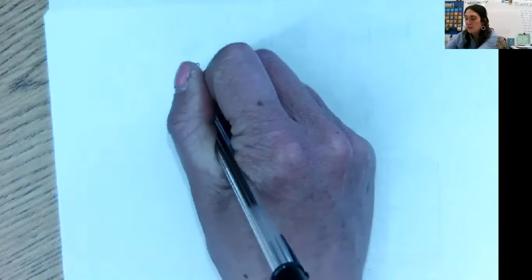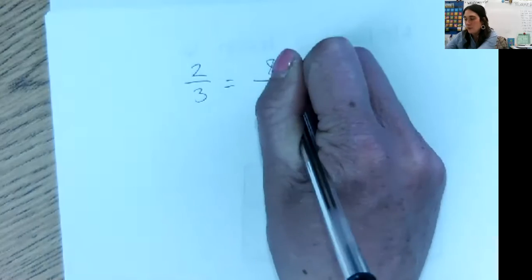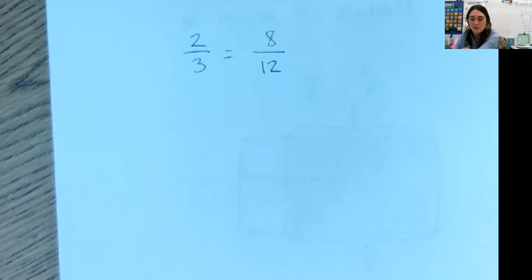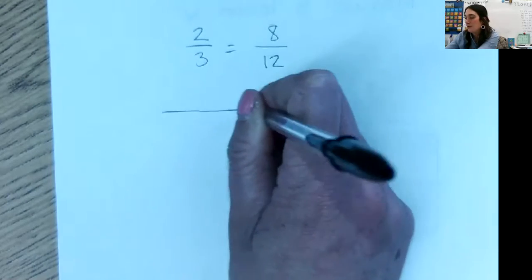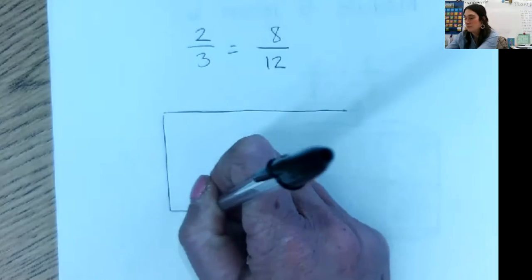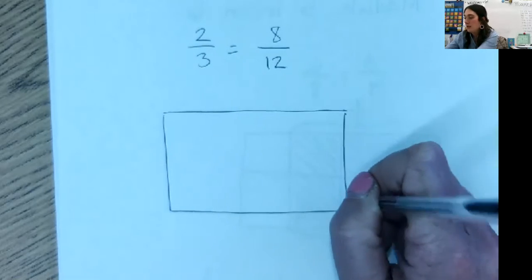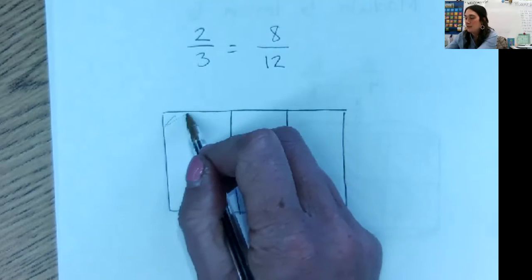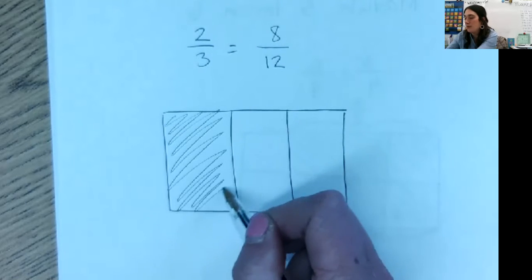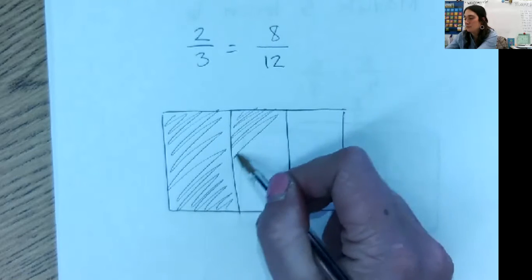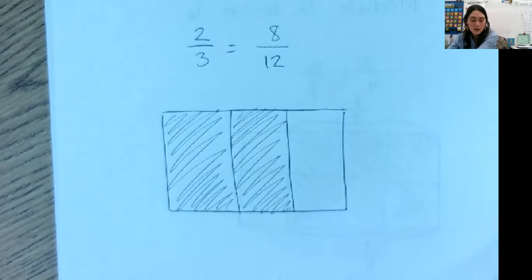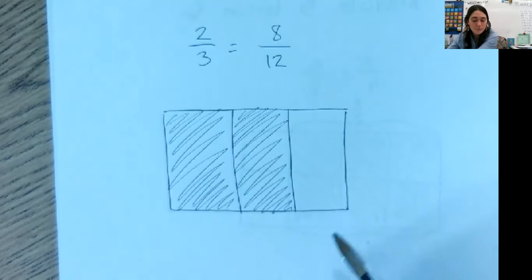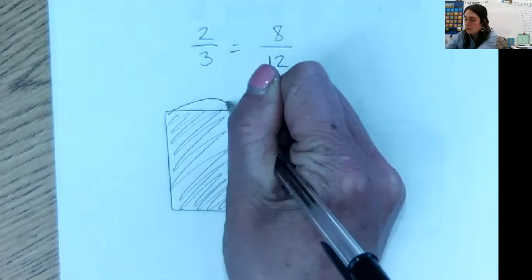So I'm doing a second question. We're going to prove that 2/3 is equal to 8/12. So I need to start off with my area model. I have it split into 3 equal parts, and I shade in 2 of those 3 parts. Now, I need to label that this is 2/3.